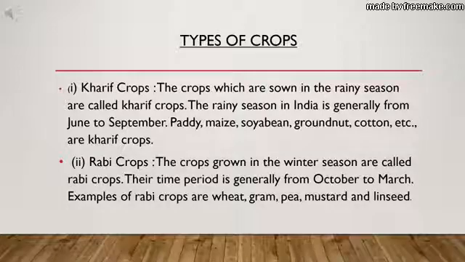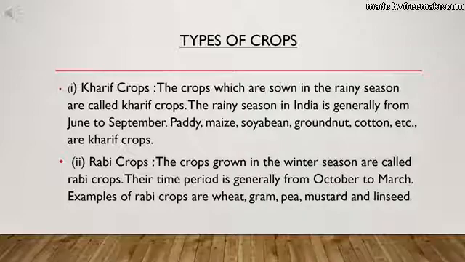Types of crops. Kharif crops. The crops which are sown in rainy season are called kharif crops. The rainy season in India is generally from June to September. Examples: paddy, maize, soyabean, groundnut, cotton, etc.